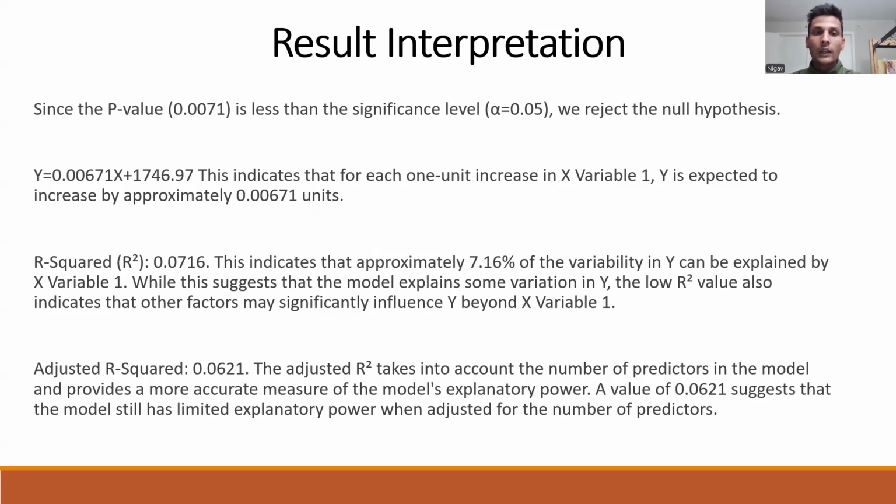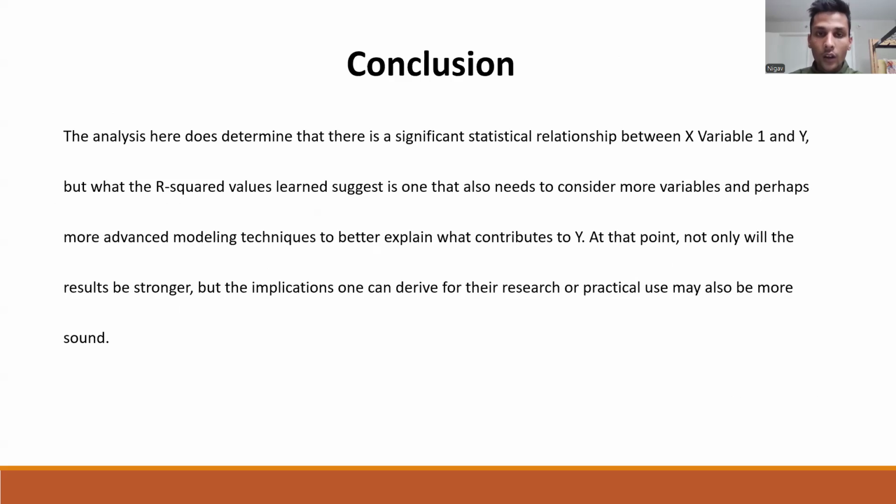So these were the result interpretations, and after this there is a summary of the statistical calculation under the heading conclusion. The analysis does determine that there is a significant statistical relationship between X variable and y, but what the R square value suggests is that we also need to consider more variables and perhaps more advanced modeling techniques to better explain what contributes to y.